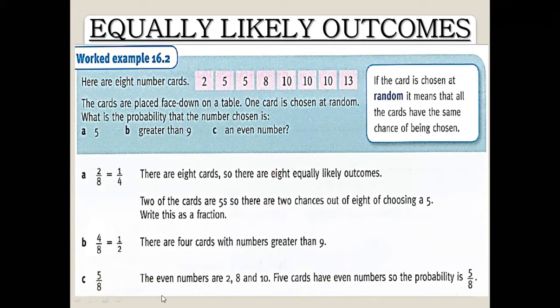They do not have any other even. So even numbers are these. So 5 cards have an even number. So the probability is 5 by 8.